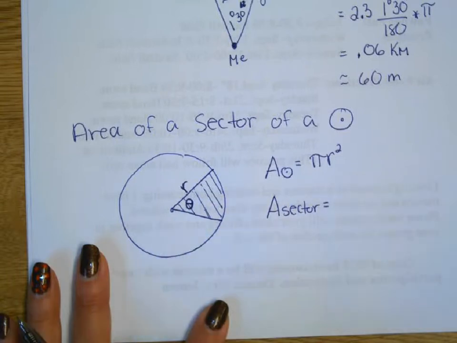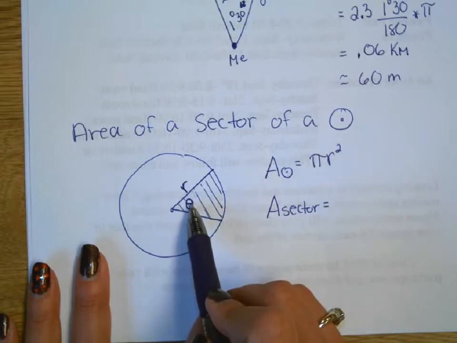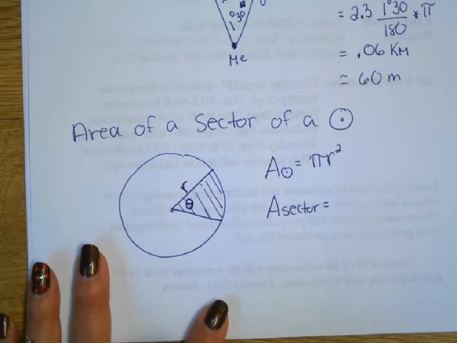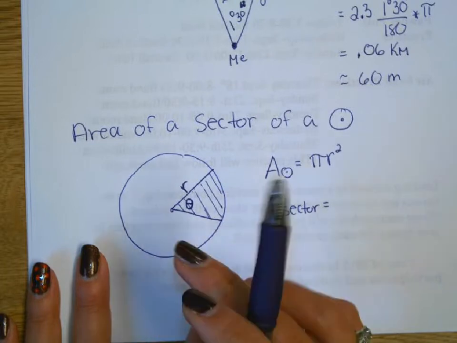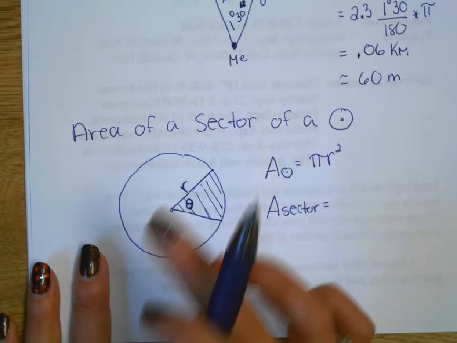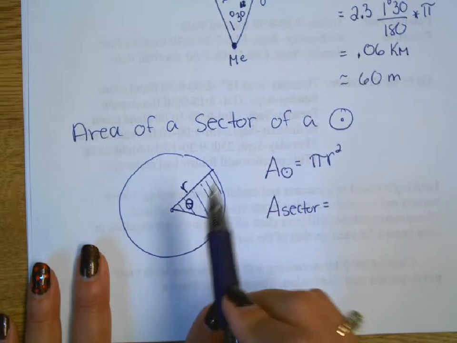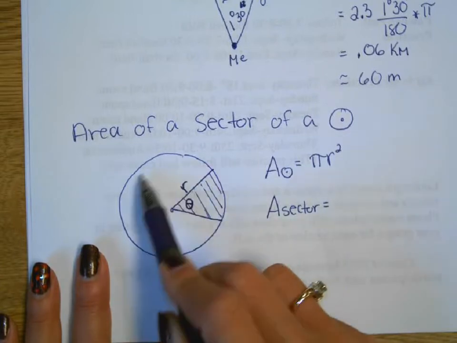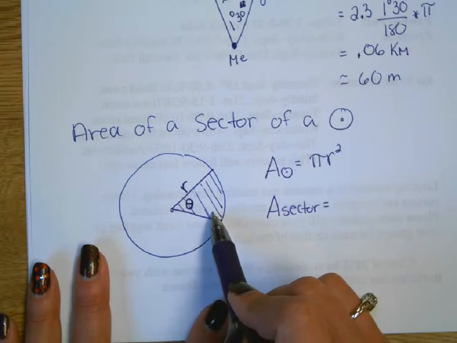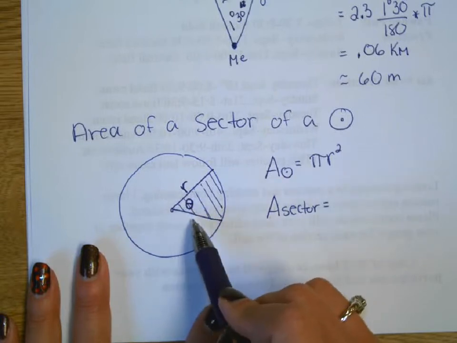You are almost correct. If this was a 90-degree angle, what fraction of the circle is that? 1/4 of the circle. If it was a 180-degree angle? A half. If it was 270 degrees, 3/4. How did you figure out that fraction? Because the circle is 360. If this was in radians, what's a full circle in radians? 2 pi. So the fraction would be theta over 2 pi.